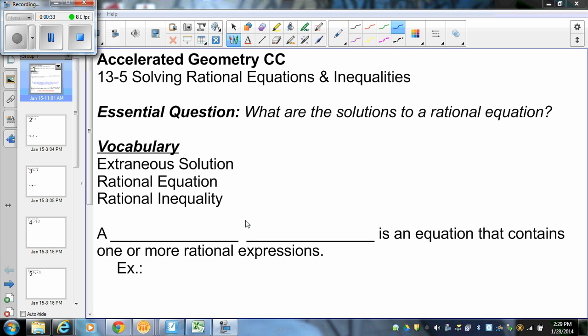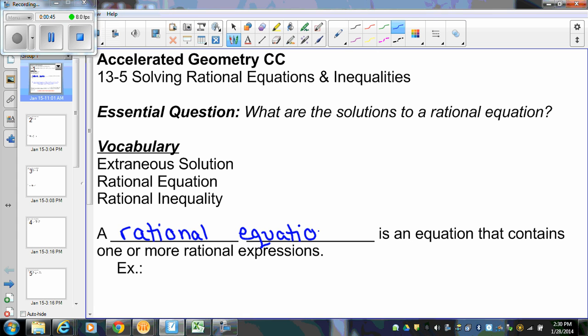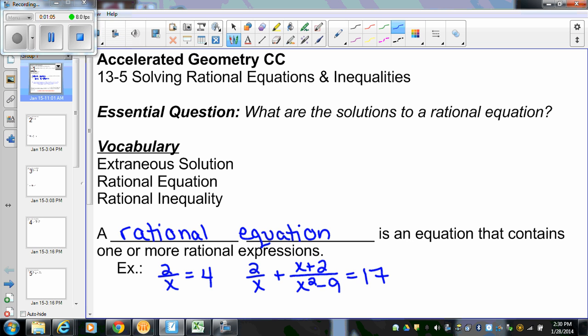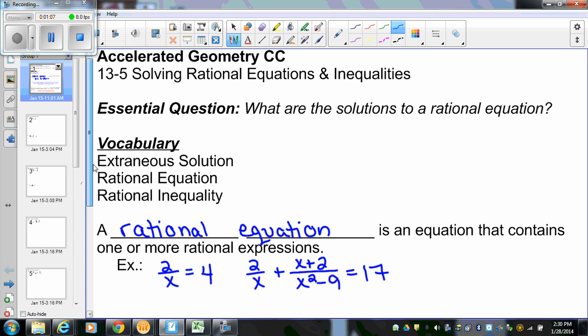So a rational equation is an equation that contains one or more rational expressions. So for example, 2 over x equals 4. That would be a rational equation. Or 2 over x plus x plus 2 over x squared minus 9 equals 17. Those are both rational equations.